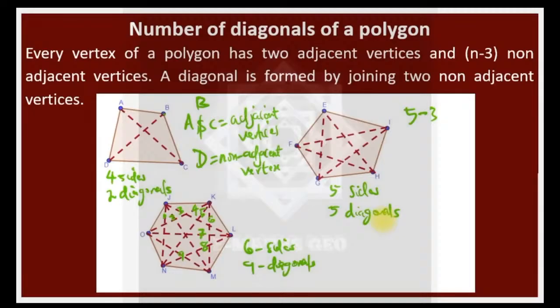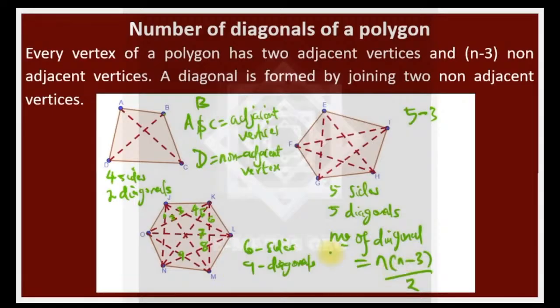But there is a problem here. Some of the diagonals are repeated. So to avoid repetition, we now divide by 2. So I'm now saying generally, the number of diagonals of any polygon is always equal to n times n minus 3 over 2. Yes, over 2 to avoid repetition.